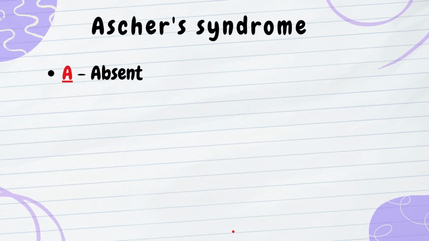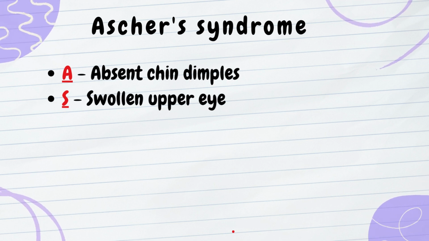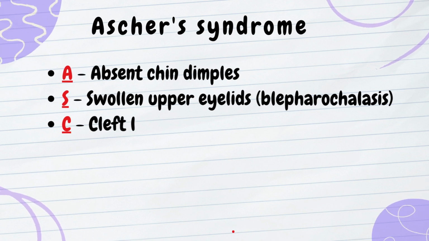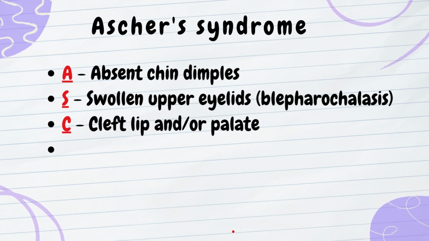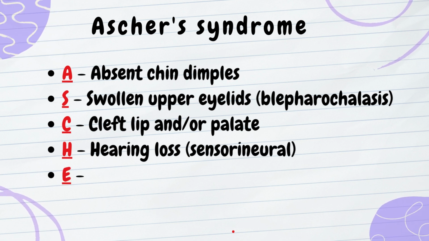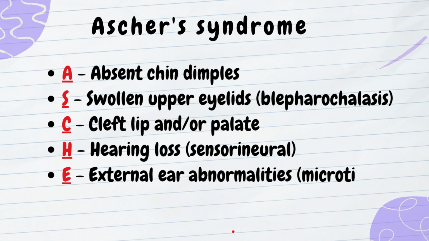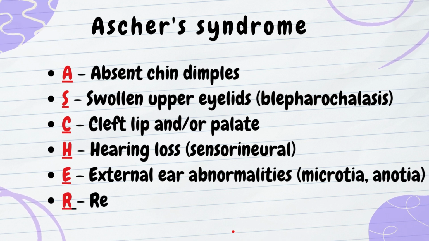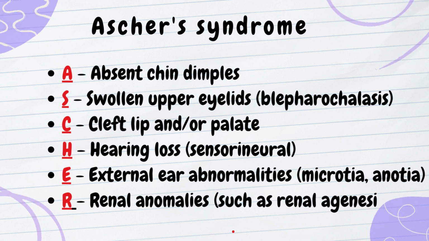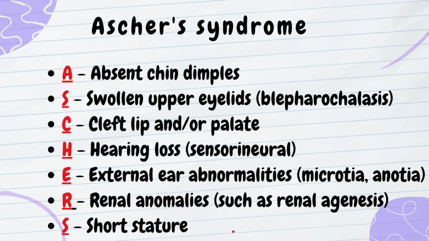Okay, so A for absent chin dimples. Okay, S for swollen upper eyelids, that is also called blepharochalasis. C for cleft lip or cleft palate. H for hearing loss. This is not important, hearing loss. Only the things which are important are cleft lip, cleft palate, swollen upper eyelids, okay, and non-toxic thyroid enlargement.